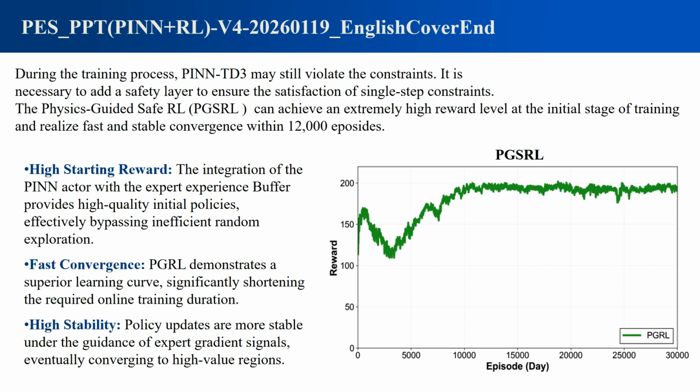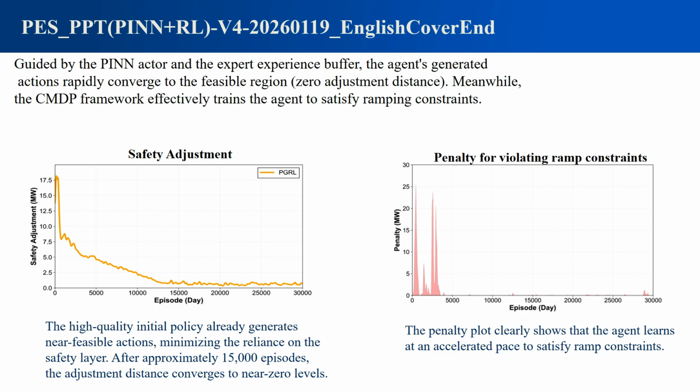For grid operation, this behavior is valuable. A method that only performs well after very long training is difficult to trust. PGSRL demonstrates that a policy can begin from a meaningful operating region, improve quickly, and remain stable as renewable and load conditions vary.